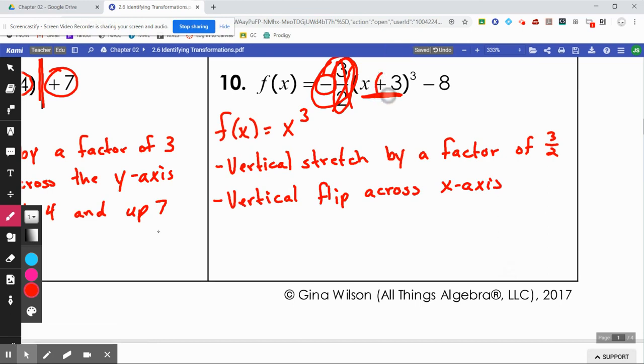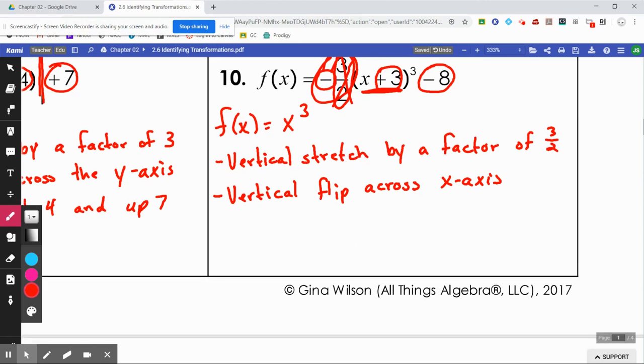And then finally, the +3 on the x would move it left 3. The -8 on the end would move it down 8. So that'd be translations left 3 and down 8.